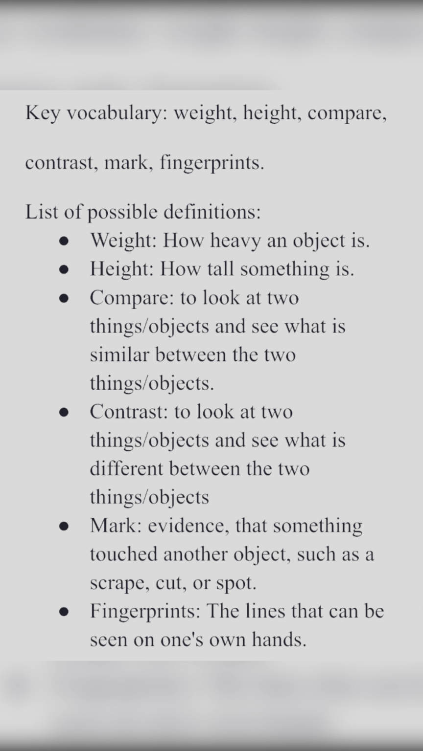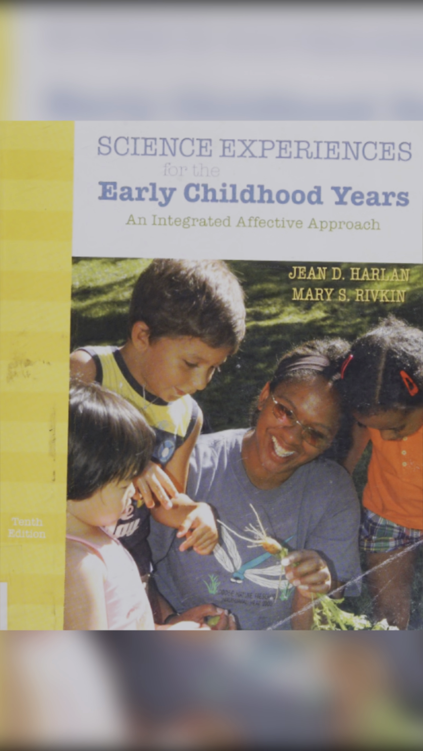Contrast, to look at two things/objects and see what is different between the two things/objects. Mark, evidence that something has touched another object, such as a scrape, cut, or spot. Fingerprints, the lines that can be seen on one's own hands. This activity was sourced from Jean D. Harlan and Mary S. Rivkin's 2012 book, Science Experiences for the Early Childhood Years, an Integrated Effective Approach, 10th edition.